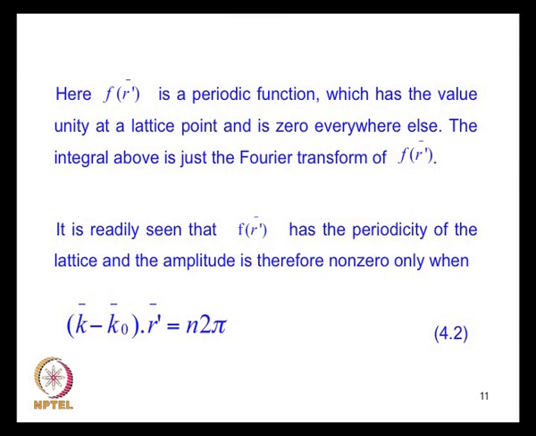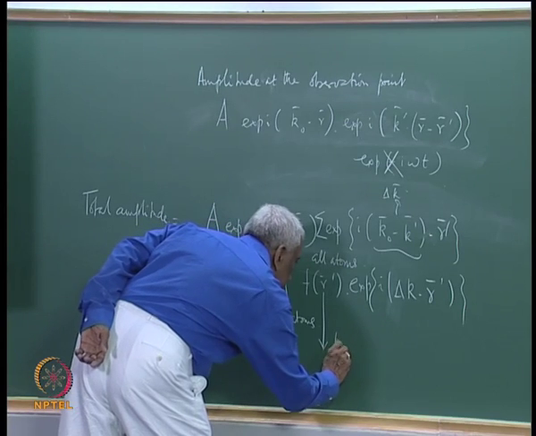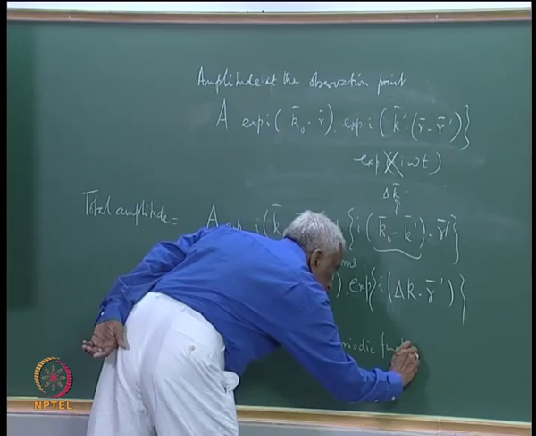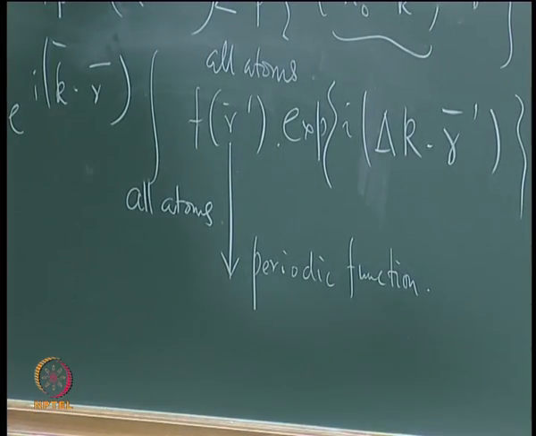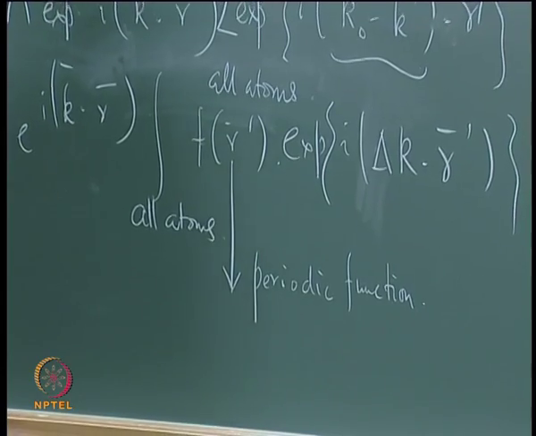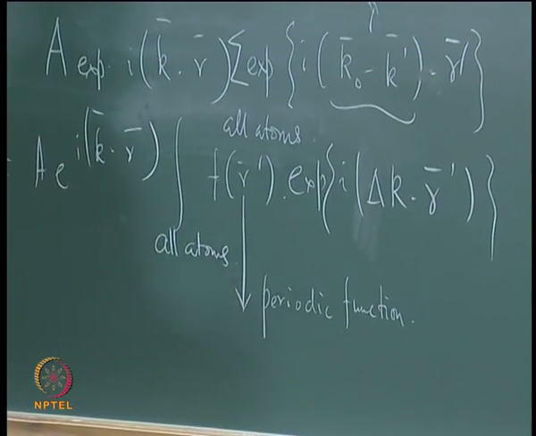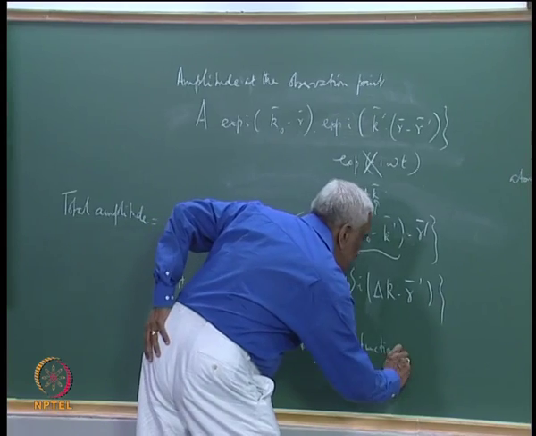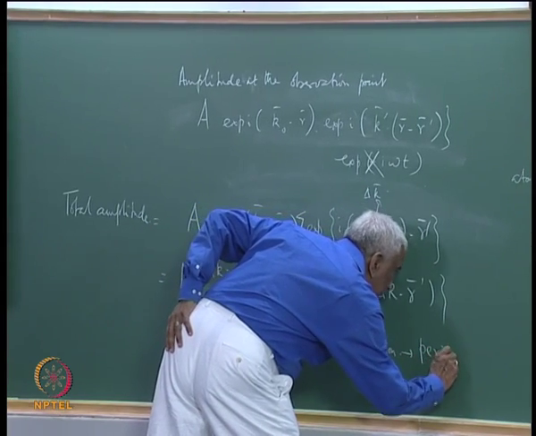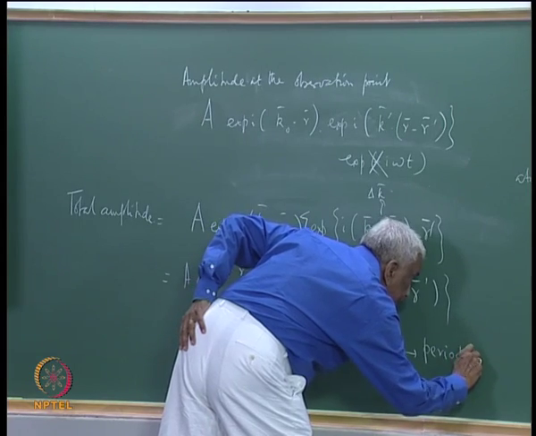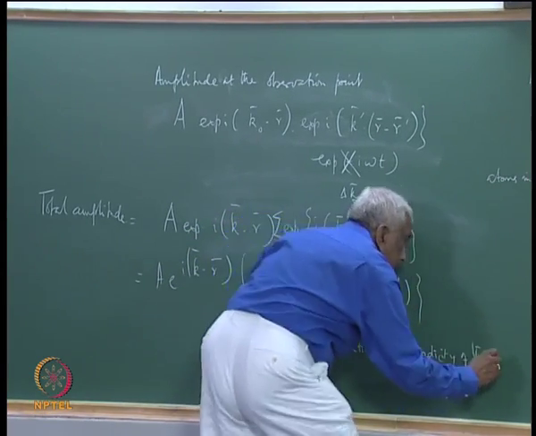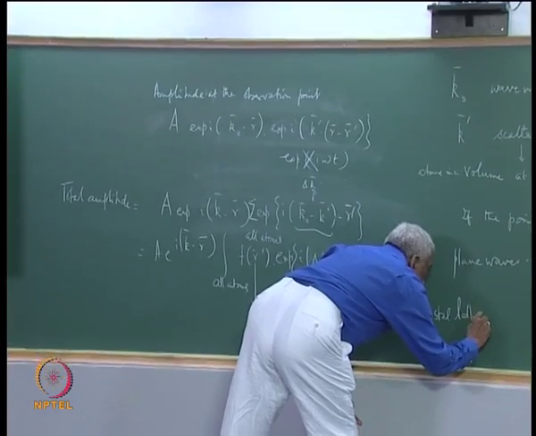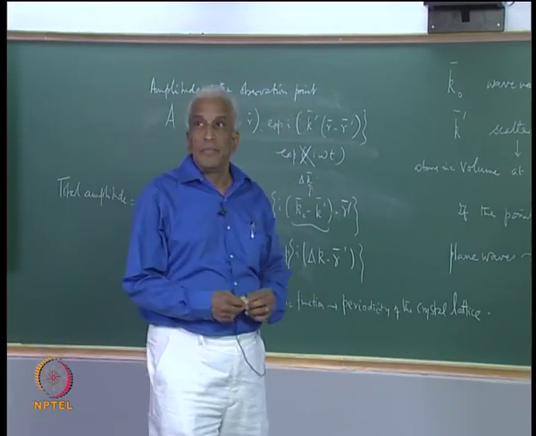So, this f of r prime is a periodic function depending on the distribution of atoms. It has a maximum value, unity, at the site of a lattice point and it is 0 everywhere else. Wherever there is an atom, there is a scattering amplitude, which has the same periodicity as that of the crystal lattice.